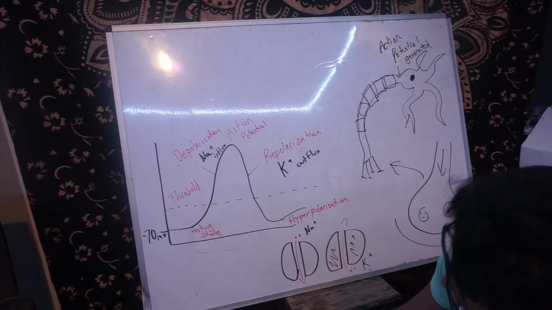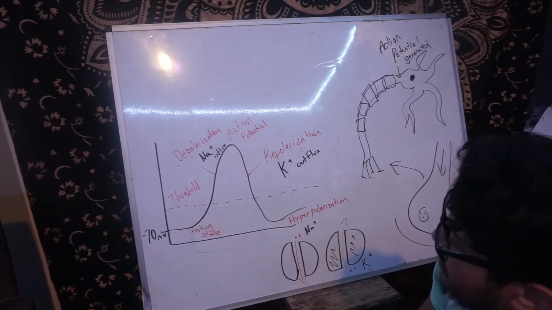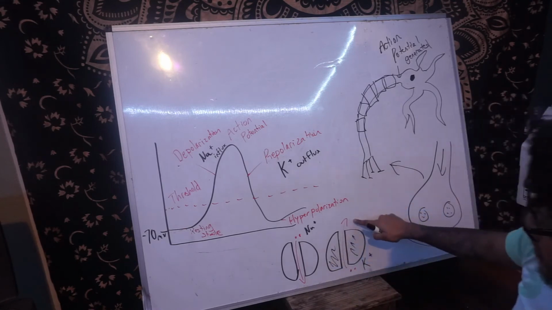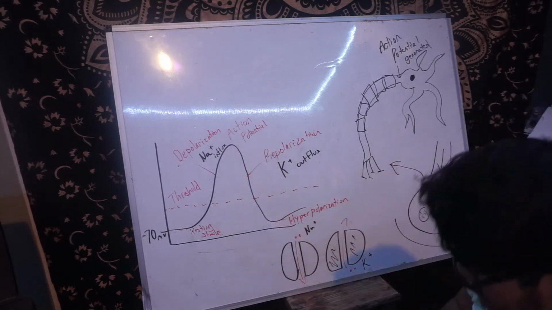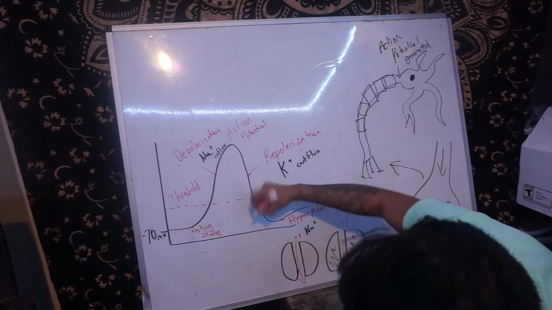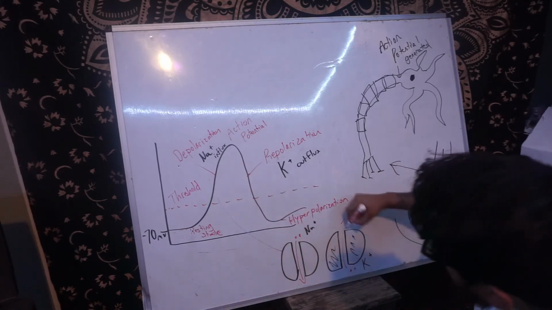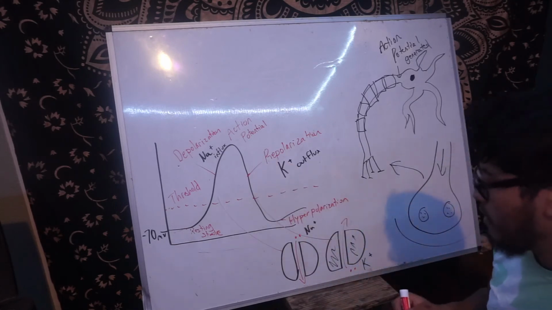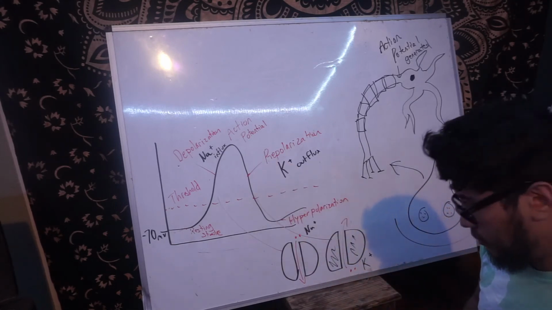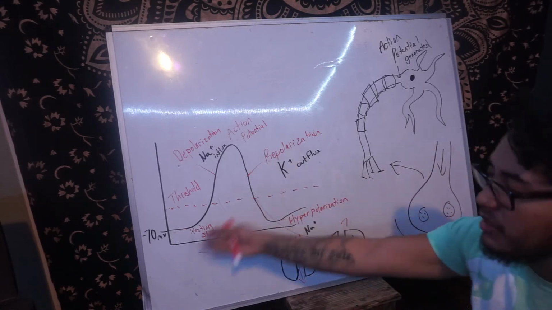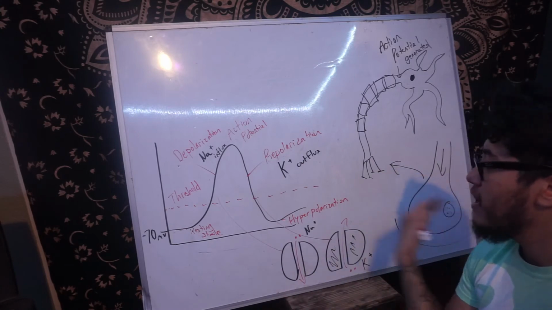But to stop that, for me to just go back to that, potassium has to come out, and that will bring this state. So like that, and this is that, right? Of course, after repolarization, we dip down below the resting state, and that is hyperpolarization.